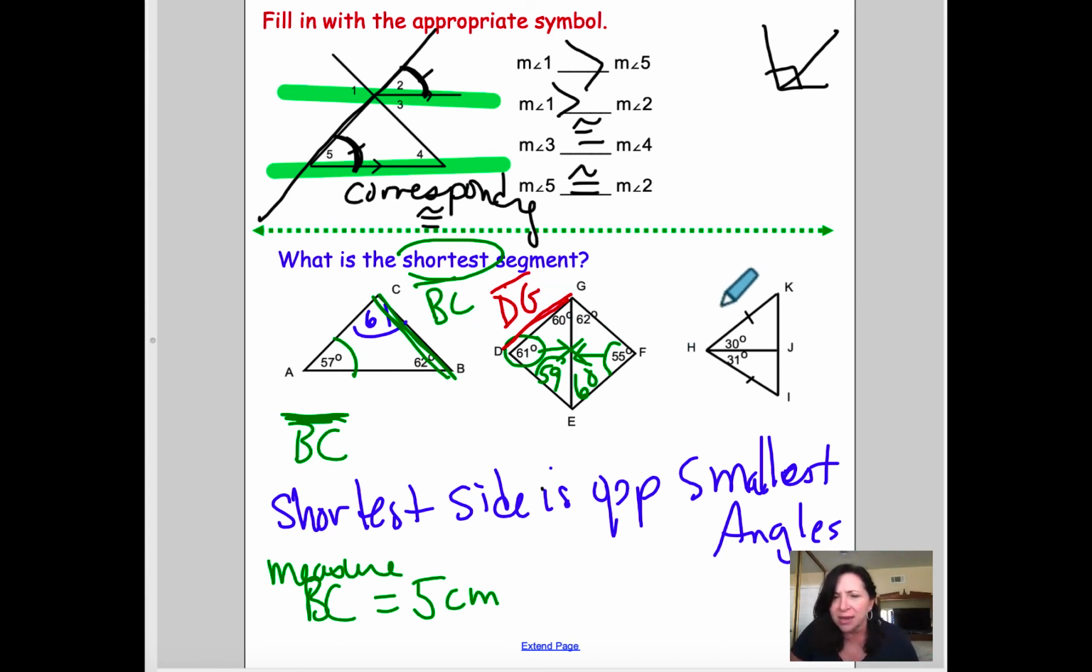Okay. The next one says this is 31 and that's 30. So they're definitely not congruent. We're trying to find the shortest segment. The shortest segment is going to be opposite the smallest angle. I know these two angles are congruent because they're opposite congruent sides. So what are we trying to find? The shortest segment. The smallest angle is 30, so the shortest segment is JK.